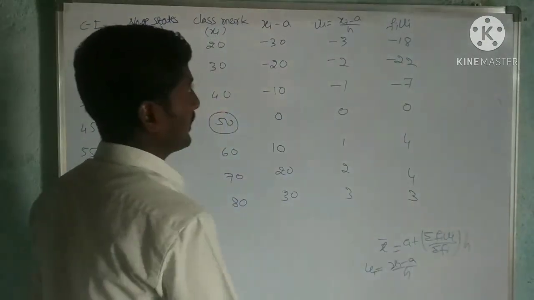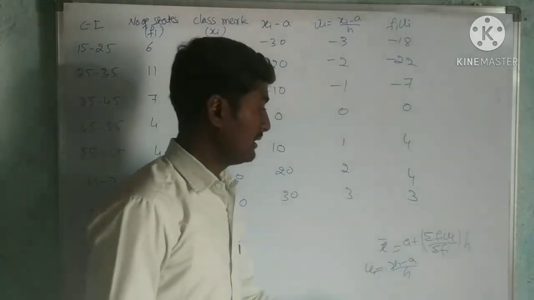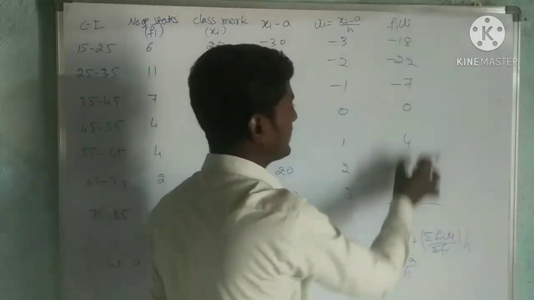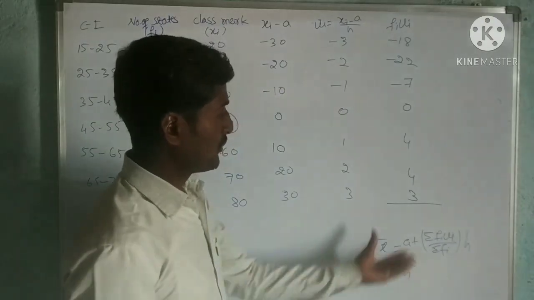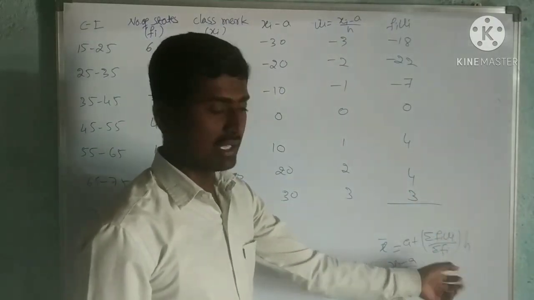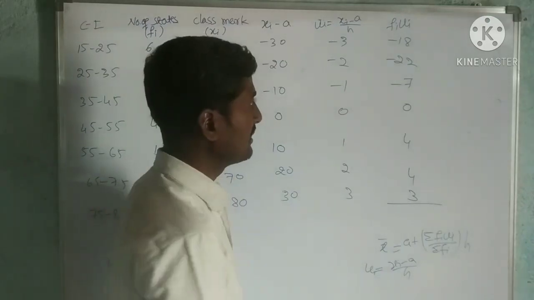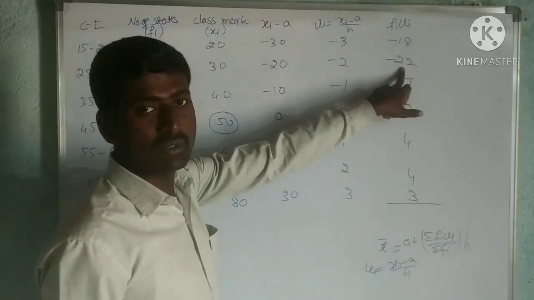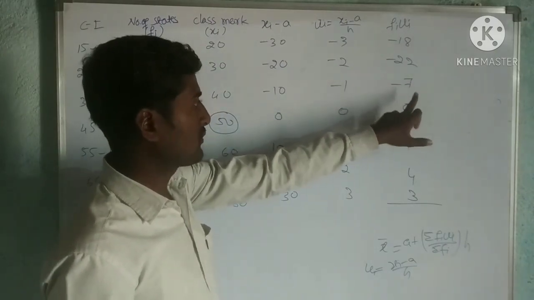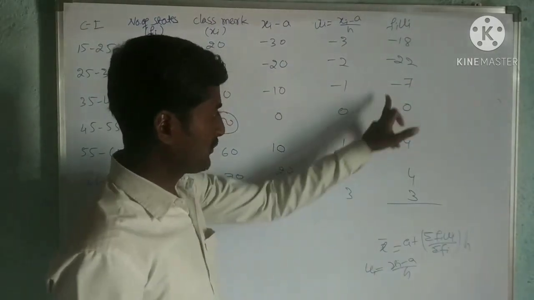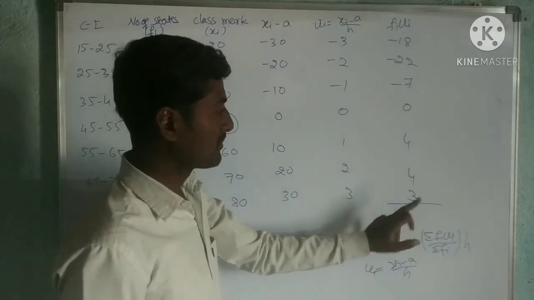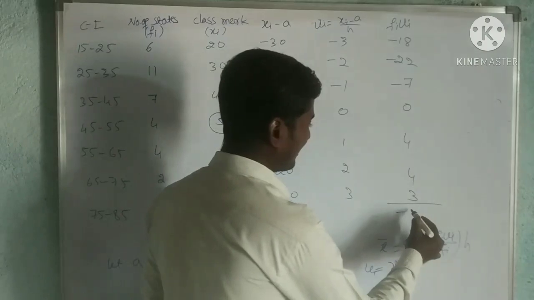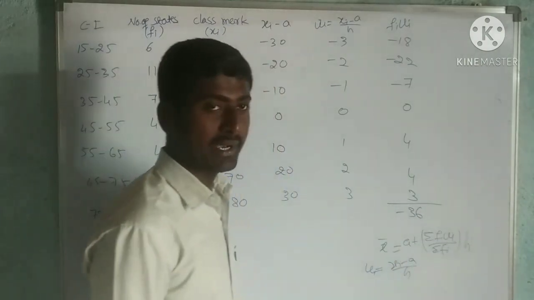Now this is Fi Ui. Then I want the sum of Fi Ui, means I have to find the sum of this. We have to substitute this in the formula. Add all this. Minus 18, minus 22, that is minus 40. Minus 7, minus 47. Plus 11, that is minus 36.